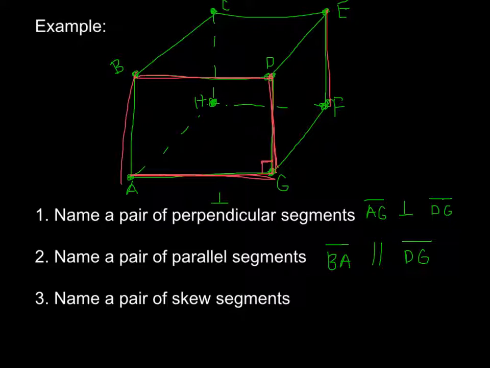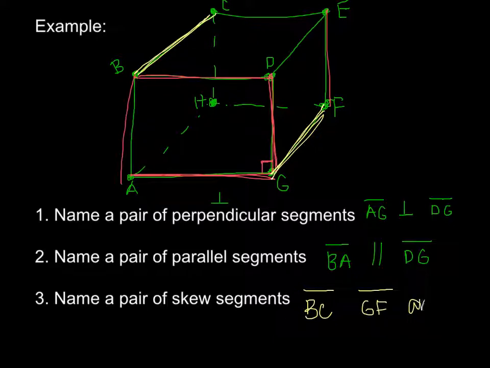Name a pair of skew segments. Okay, so for this one, I'm going to name segment BC up here and segment FG down here. Segment BC and segment GF are skew.